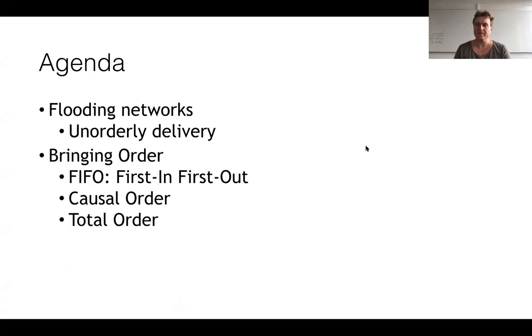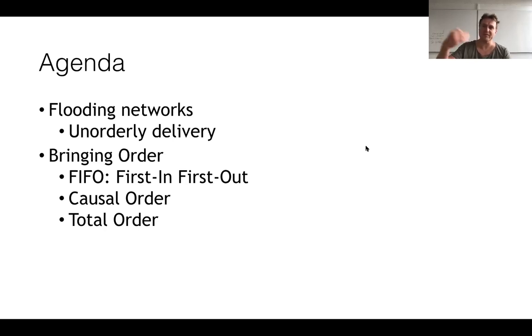So recall that what we're looking at here is starting with a network which has unorderly delivery, for example, a flooding network, and then trying to create order in message delivery. In this video, we'll be taking a look at how to implement total order. However, to do that, we need to recall what causal order is.